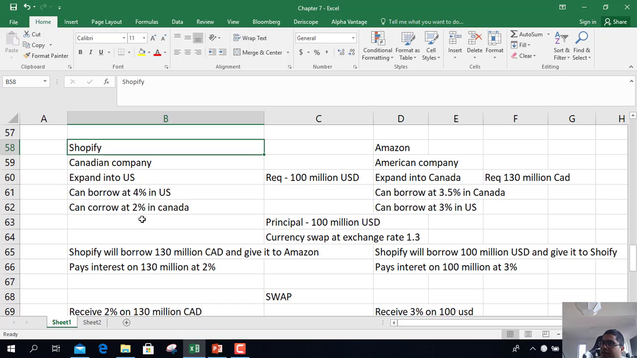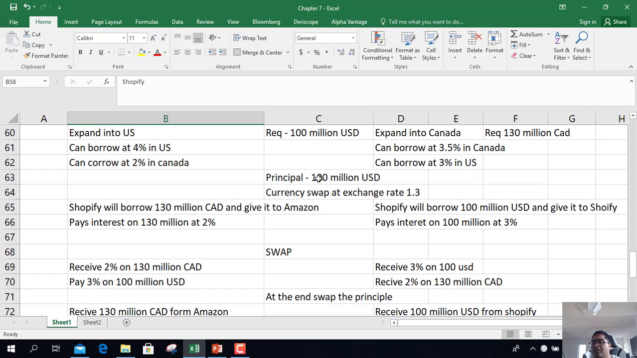But Shopify is a Canadian company, so it will have certain benefits in Canada. In Canada, it can borrow at 2%, while Amazon can borrow money in Canada at 3.5%. So one company needs US dollars, the other needs Canadian dollars, and each has unfavorable rates because it is not a domestic company. What can they do? Shopify can borrow on behalf of Amazon, Amazon can borrow on behalf of Shopify, and they exchange the cash flows.